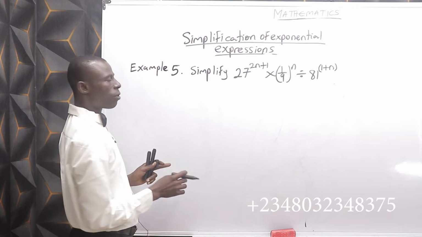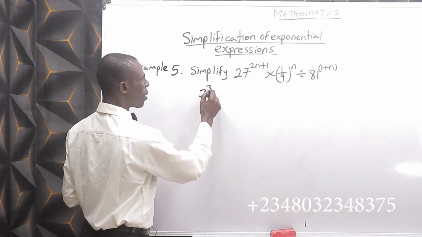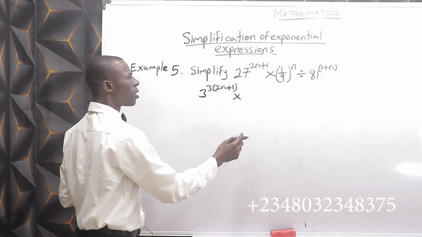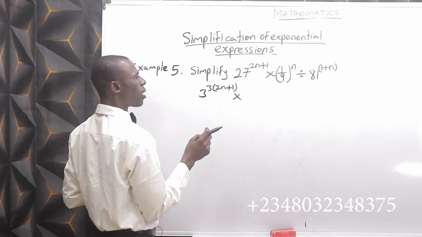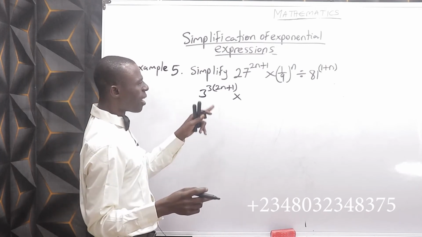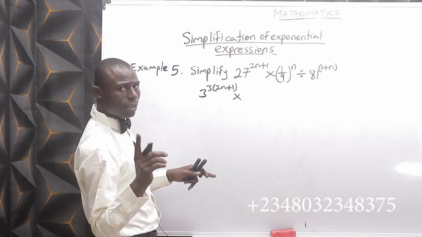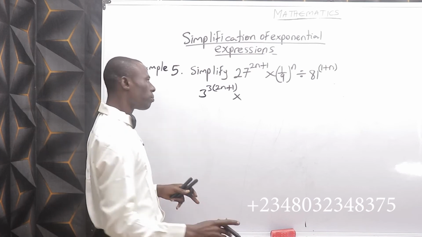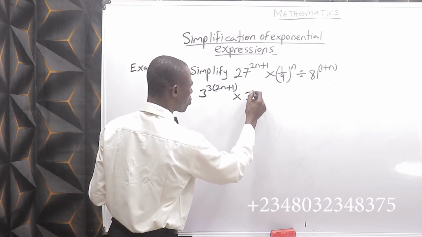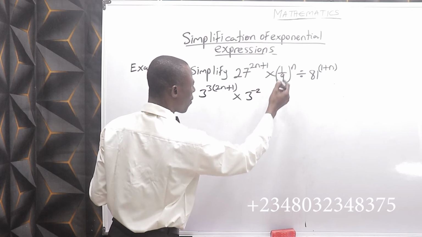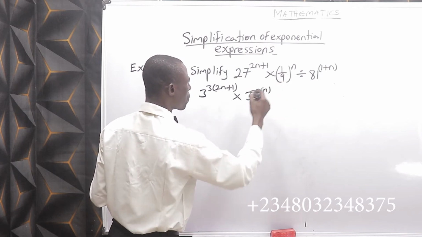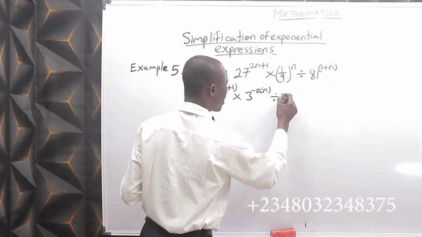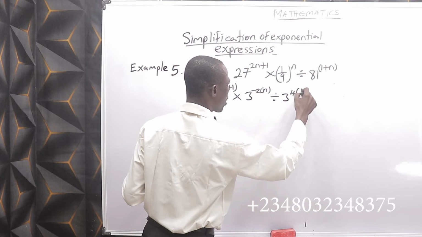Express 27 in index form. That is 3 raised to power 3 into 2n plus 1 times, express 1 over 9 in index form. Remember, this is what we learned at the beginning, how to express fractions in index form. So this is 3 raised to power minus 2, then the power n that has been there before, put. Do you understand? Divided by 3 raised to power 4 into 1 plus n.